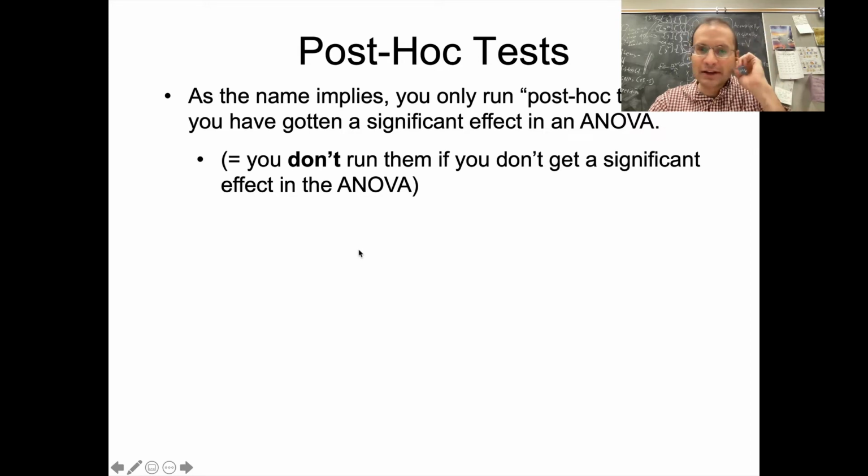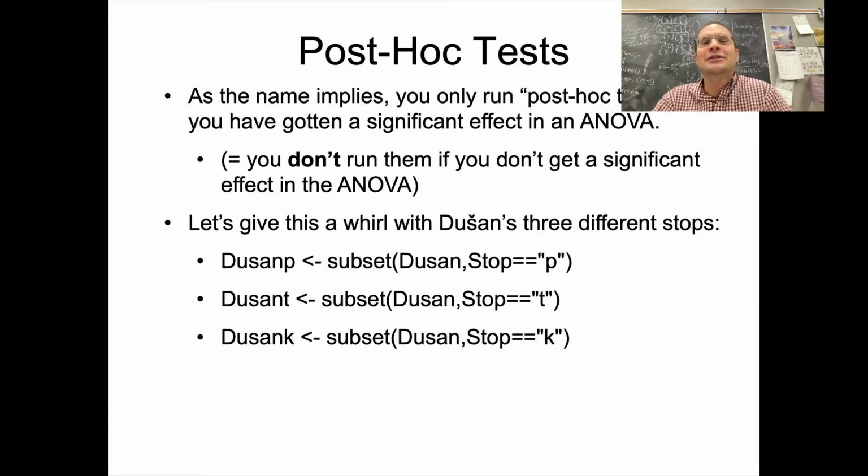But I will say before I get into that there are conditions for running these things. As the name implies, you only run post-hoc tests after you have gotten a significant effect in an ANOVA, and you're not going to run them if you don't get a significant effect in the ANOVA. It's kind of easy once you get the hang of how to run ANOVA to just automatically do the tests afterwards, so you don't have to think about it that much. But this is a point where you actually do have to stop and think and say, oh, okay, I got a significant result, I should run these post-hoc tests. Or maybe I didn't, and therefore I don't have to worry about them, and I can save myself a little bit of trouble by not doing this analysis.